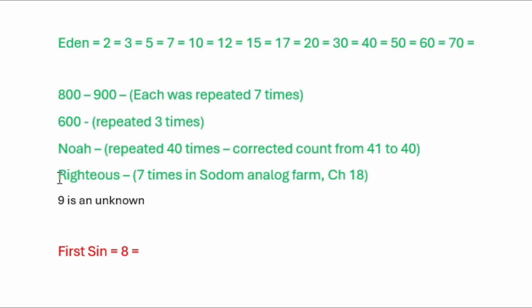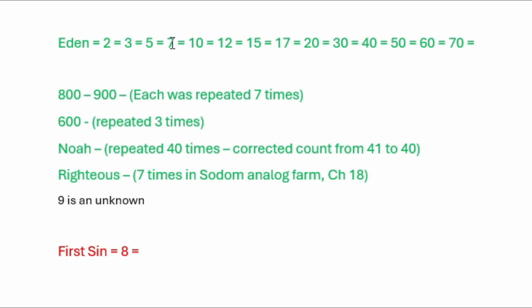I'm not. There is a modification to Genesis that, it's a whole different video. It's a different story. It should be a 40 count, though. Righteous was said 7 times in the Sodom analog farm, chapter 18.